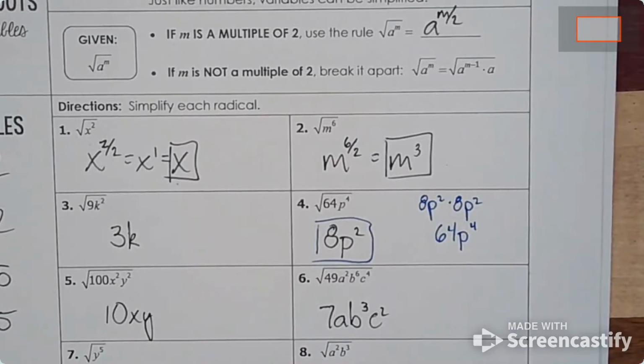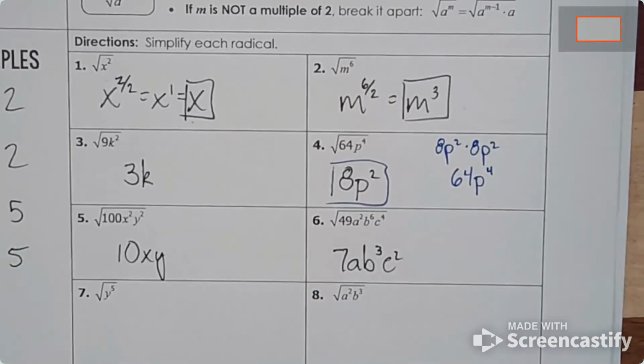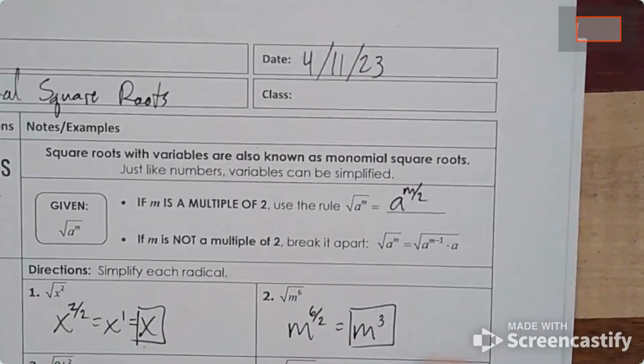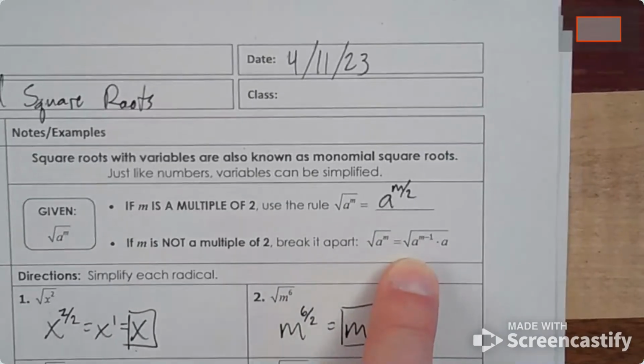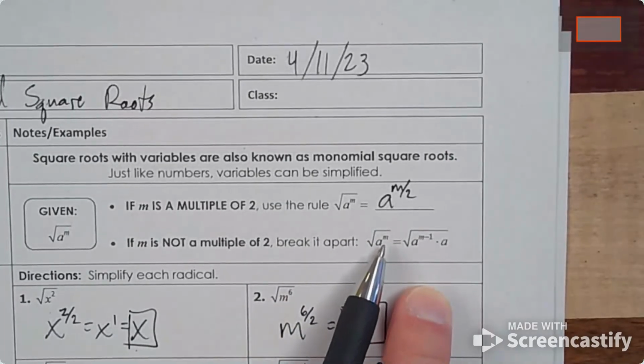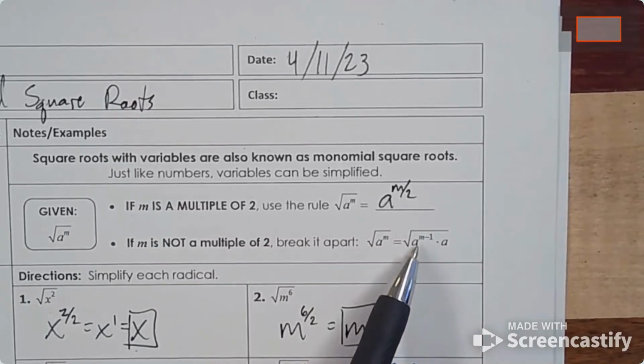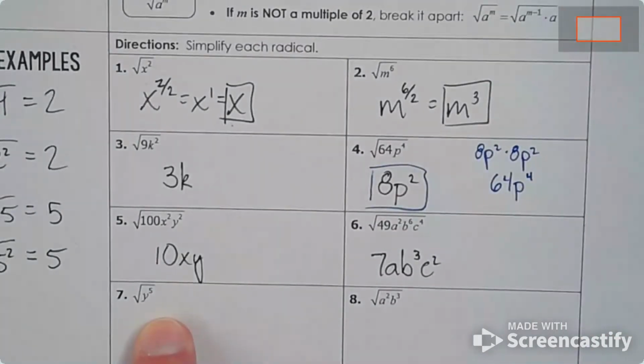Now, for number 7, this one's a little different. Is 5 divisible by 2? No, it's not. So what this says up here, and it looks kind of complicated the way it's written, but it's really not a complicated process. So you're going to break it apart. You're basically going to take the exponent that's there already, 5. You're going to subtract 1 from it to make what? What's 5 minus 1? 4.